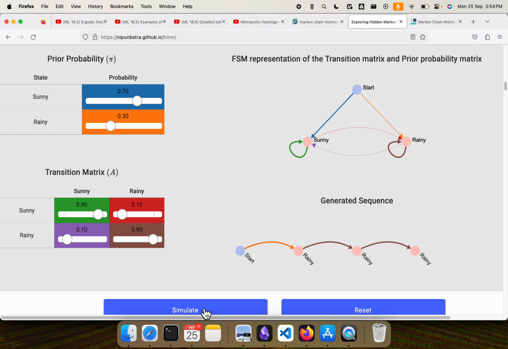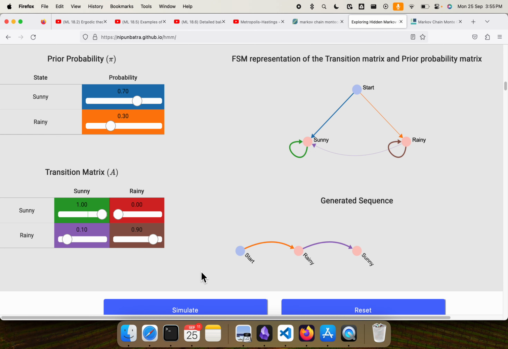I start with rainy, I remain in rainy. I start with sunny, I remain in sunny. Starting with rainy, there is a 10% chance of going from rainy to sunny, which is happening over here. What if I took it to the extreme? Once I'm in the sunny state, I will remain in the sunny state. You can see the corresponding change in the finite state machine also. There is no outgoing edge from sunny to rainy.